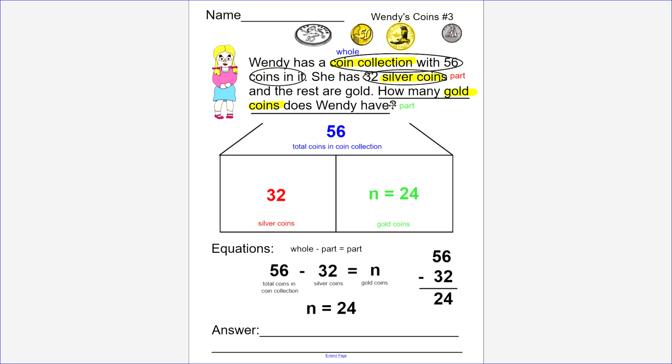The question in this problem says, how many gold coins does Wendy have? How could we restate this question? Think about that in your brain. What might our answer sound like? To answer this problem, we could say, Wendy has 24 gold coins.